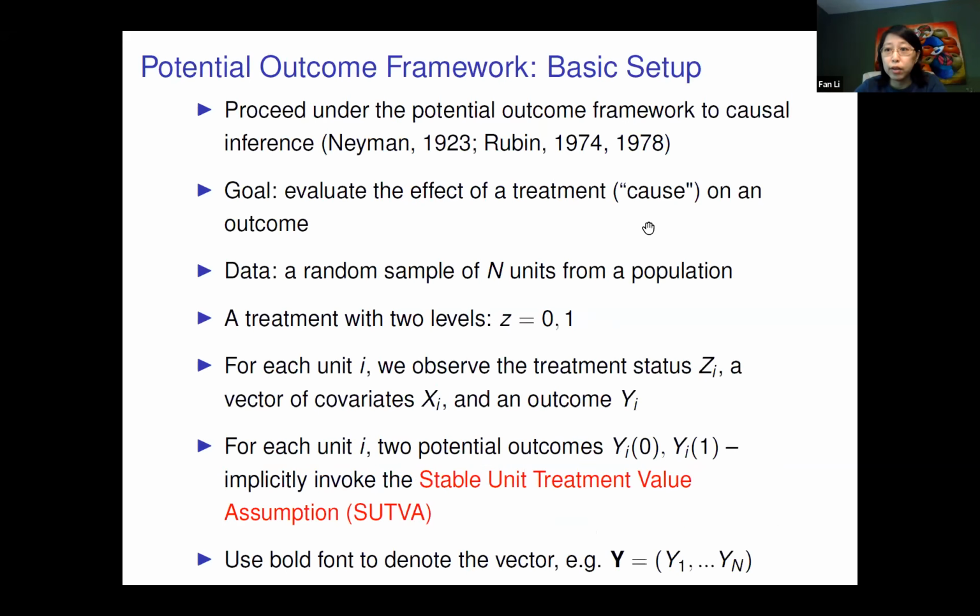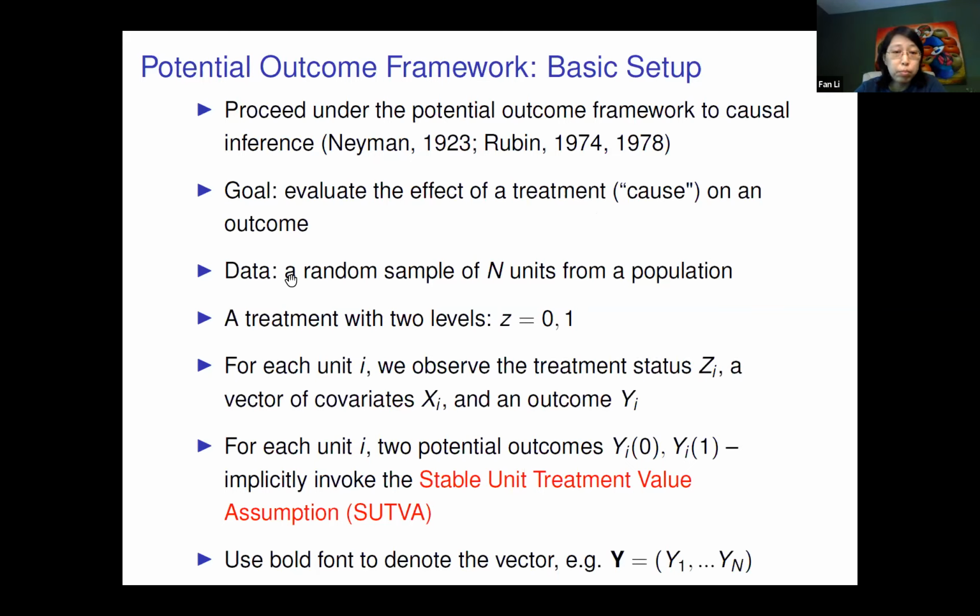So again, I need to first set the stage. I will quickly go through many of the concepts that I assume many of you already know about causal inference, and then we move to the Bayesian part. So first, of course, we proceed under the potential outcome framework. And the goal is to evaluate the effect of a treatment or cause on an outcome.